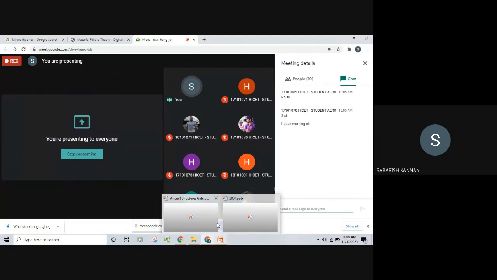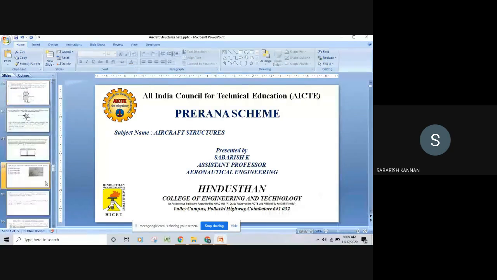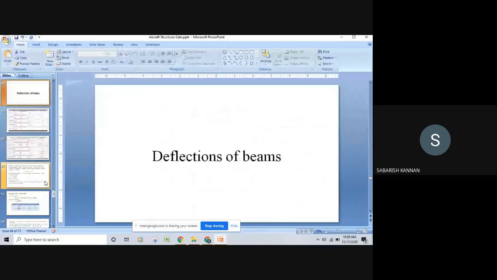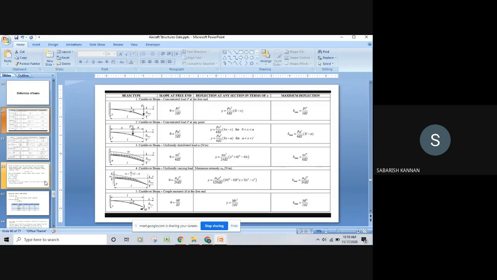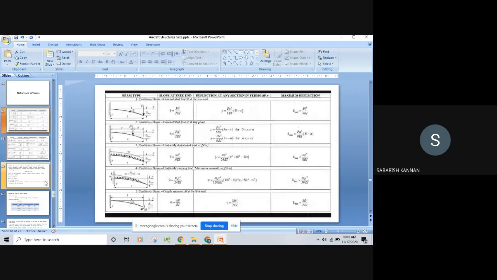Coming back to our topic. So today our topic is deflection of beams. Right. Okay. So deflection of beams is an important one in structures, aircraft structures or any other structures. So we go directly to the formula, because for deflection of beams we have so many methods to find out the deflections.